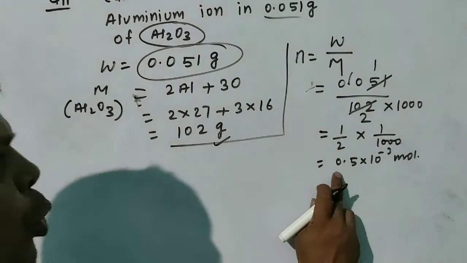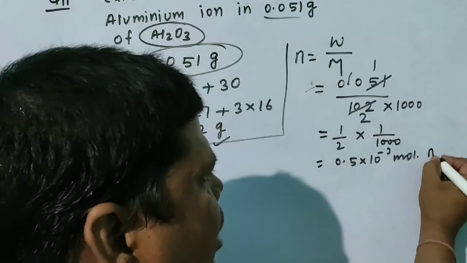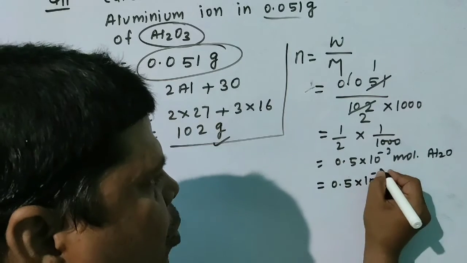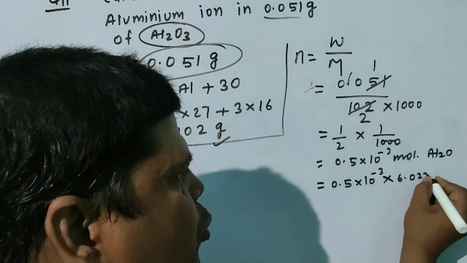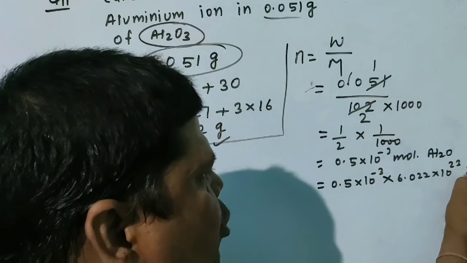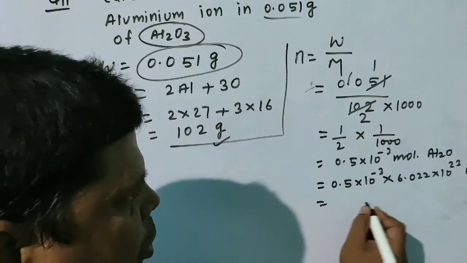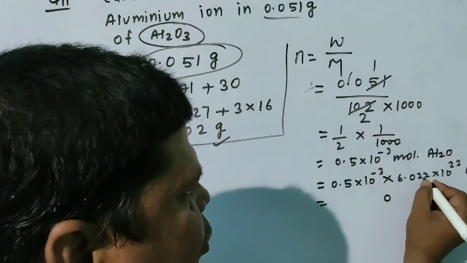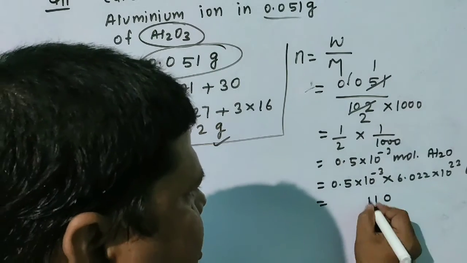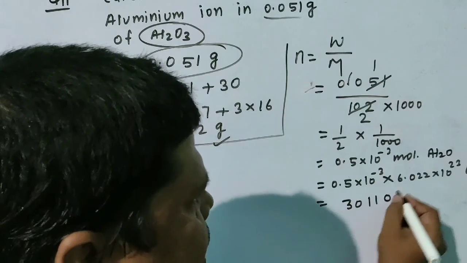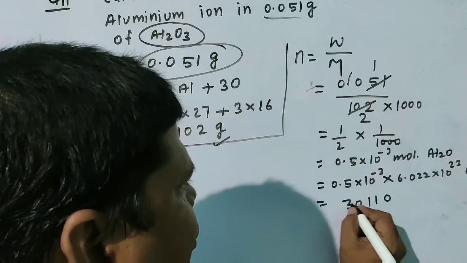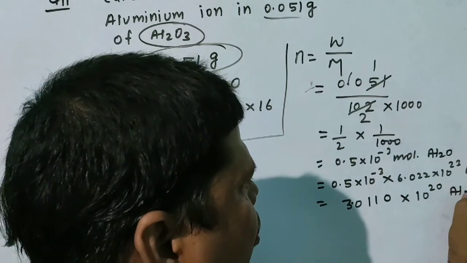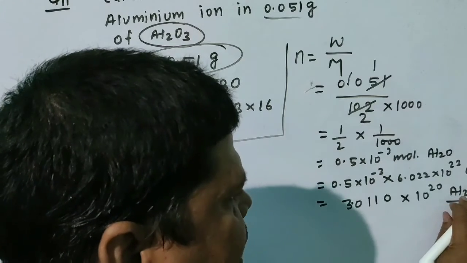Now 0.5 into 10 to the power minus 3 mole aluminium oxide is equal to 0.5 into 10 to the power minus 3 into 6.022 into 10 to the power 23 aluminium oxide. You multiply, and this becomes 3.011 into 10 to the power 20 aluminium oxide. Now we have to calculate how many aluminium ions are there.